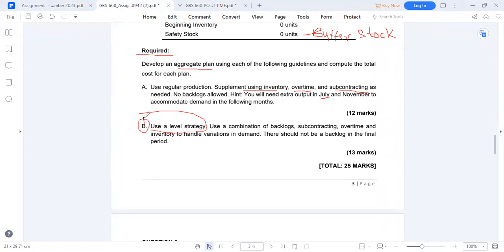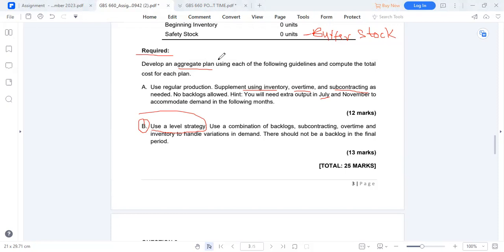Is it Mr. Collins? Yes, please. Yes. Before you go ahead, I want to understand the hint. What does it mean? Repeat your question again. The hint here where they said you need extra output in July and November to accommodate demand in the following months. What does that mean? So they are simply saying you will need extra output in July and November.